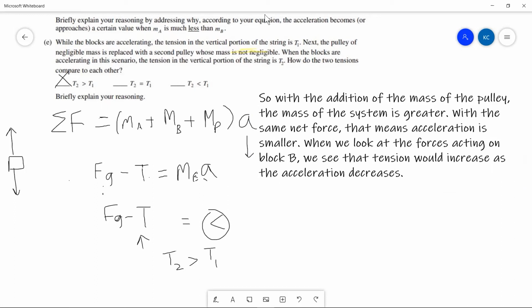That would be it for the 2019 AP Physics 1 free response question number 2.